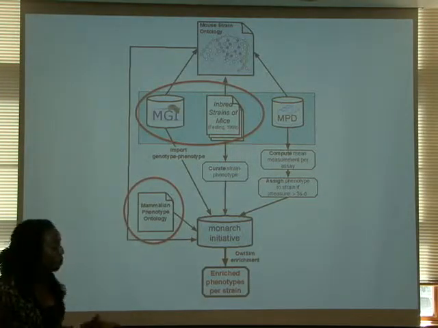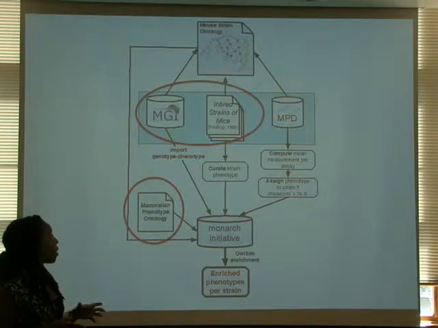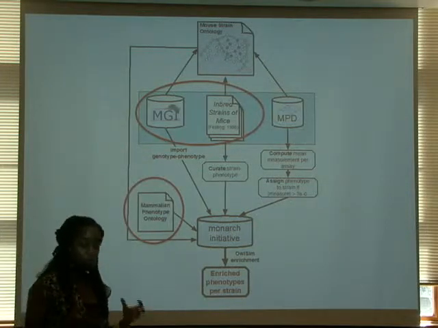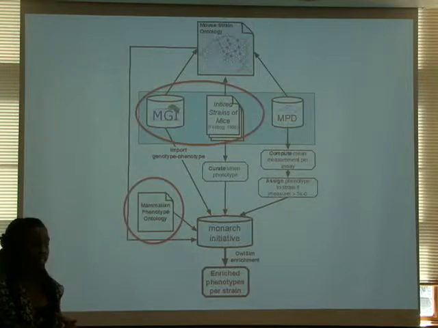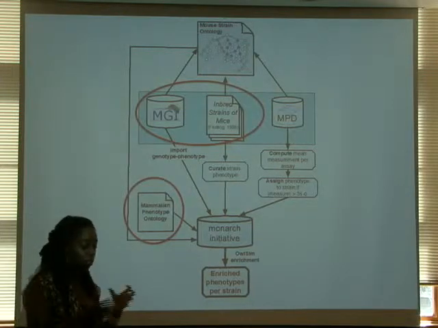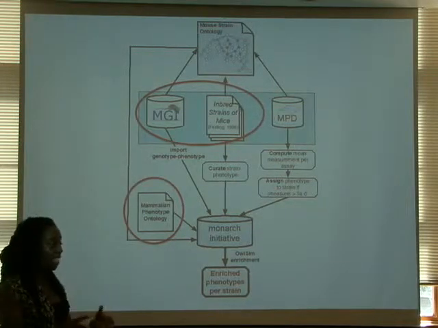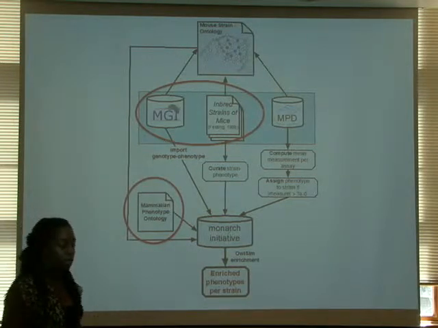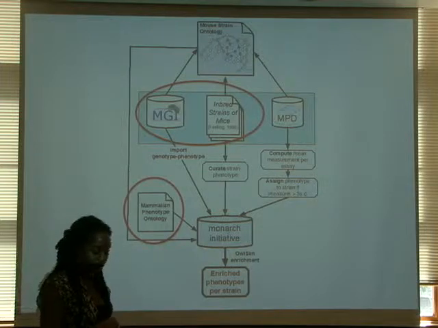And so I got all of my descriptions from a website called MGI, Mouse Genome Informatics, and I imported those descriptions, which I'll show you what they look like on another slide, ID'd them with a mammalian phenotype ontology term, and imported them into the Monarch Initiative website.